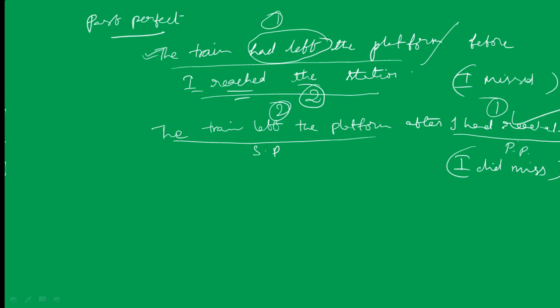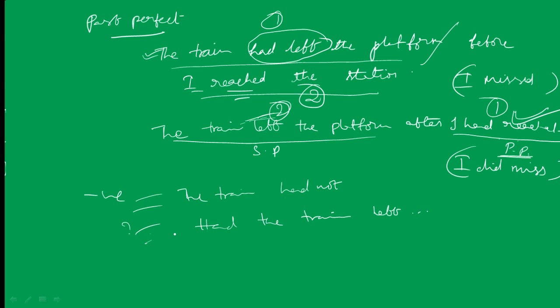Since this sentence is in past perfect, it happened first. After that, this action happened. Like we have discussed previously, you can add negative, that means the train had not left. Interrogative: had the train left? By using previous tricks you can frame these questions.